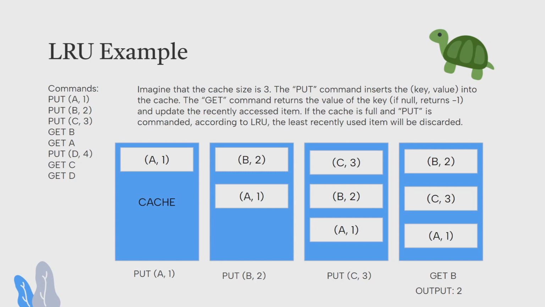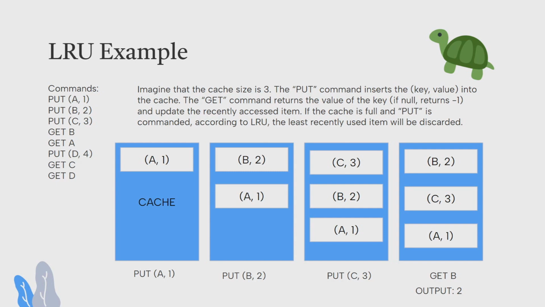So for the LRU example, I have a list of commands on the left. For this scenario, the cache size is 3. If you use the put command, it inserts the key and value into the cache. The get command returns the value of the key and updates the recently accessed item. If the get command returns null, it returns a -1. And if the cache is full and put is commanded, according to the algorithm, the least recently used item will be discarded. So I have 4 boxes here.